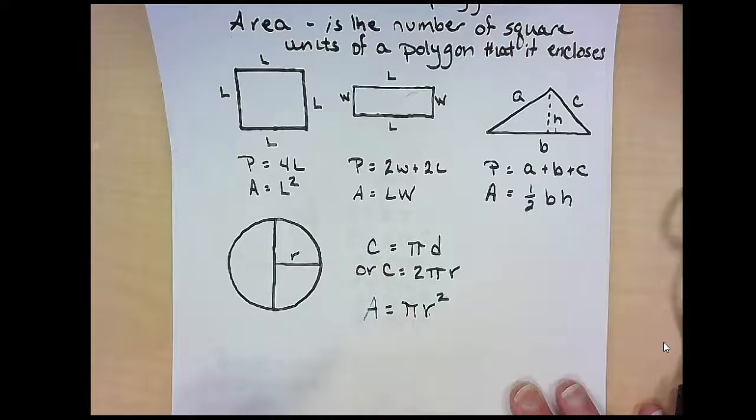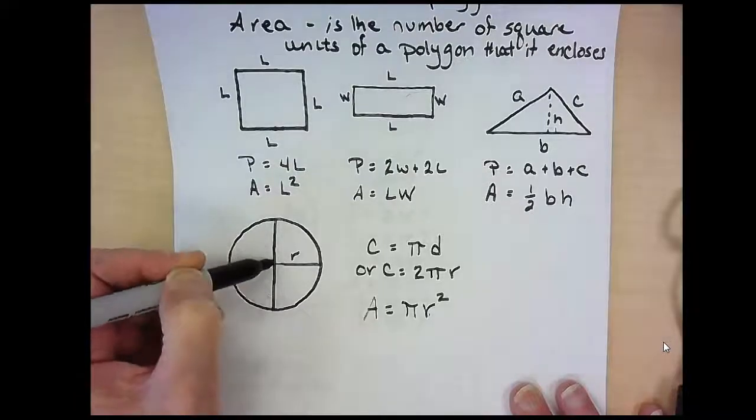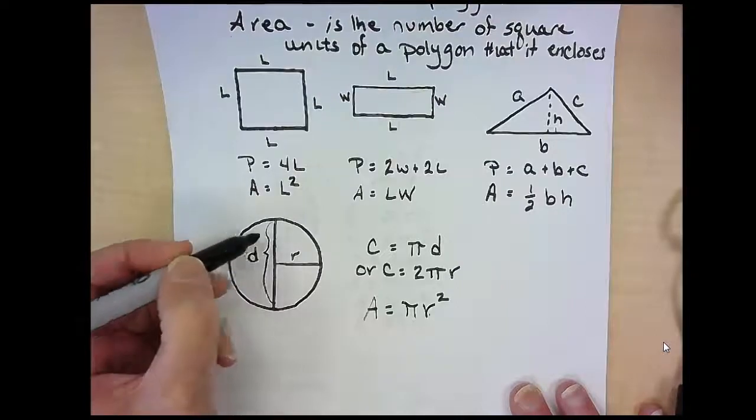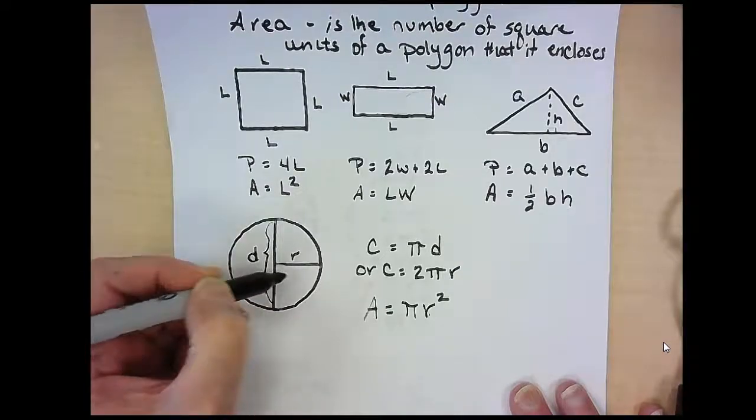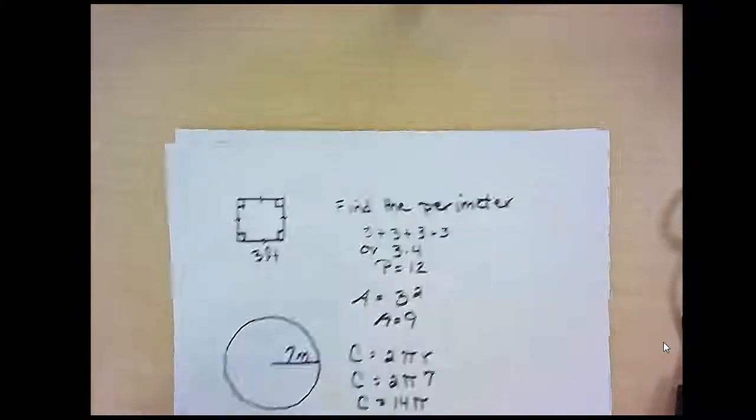In most of the problems we're doing, they want pi just left as the symbol pi. If you have your diameter all the way across, so this whole length is my diameter, I have to divide it by 2 to get my radius. All right, so some example problems.